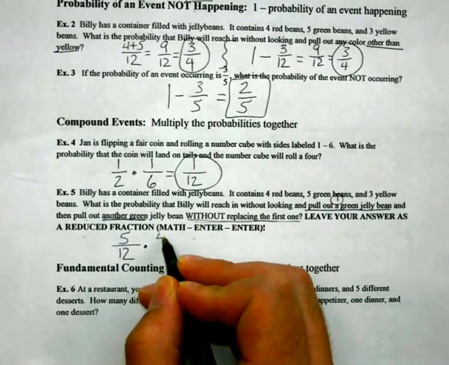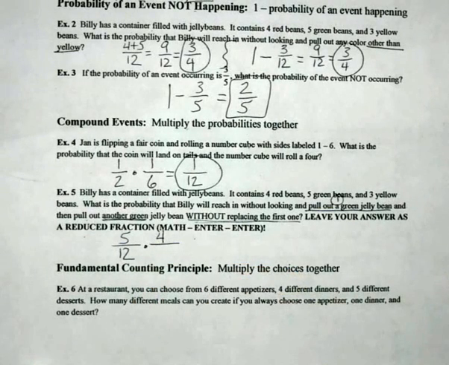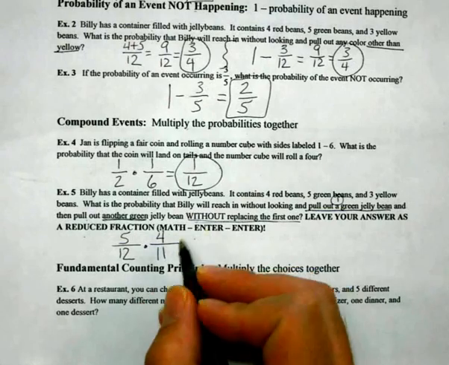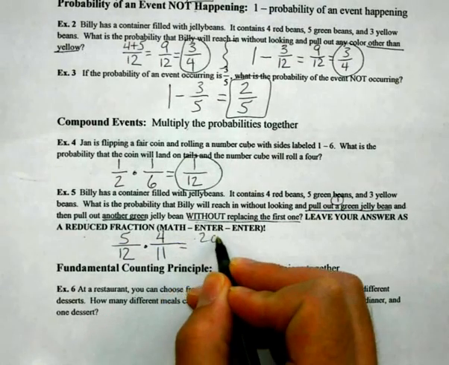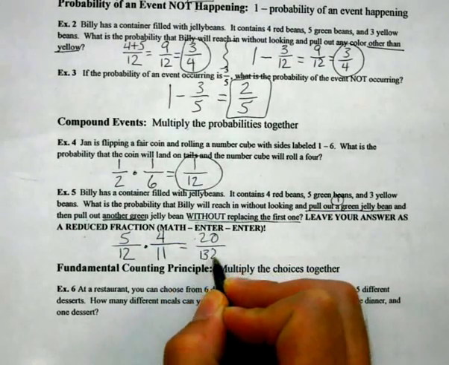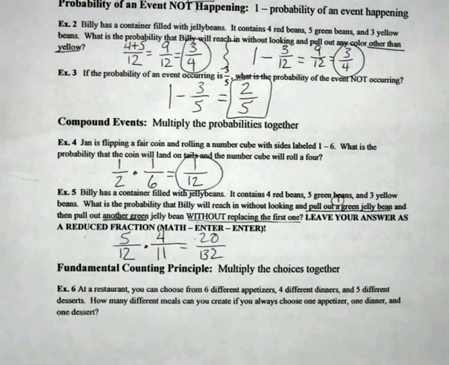4, that's right. And if he ate one of the jelly beans out of his total, how many are left? 11. So we'll multiply across, and again, if you have one of the graphing calculators we use in class sometimes, math enter. Enter will do the trick for your reducing of a fraction. Some of you may have a fraction button.